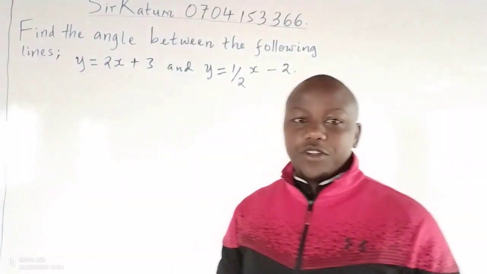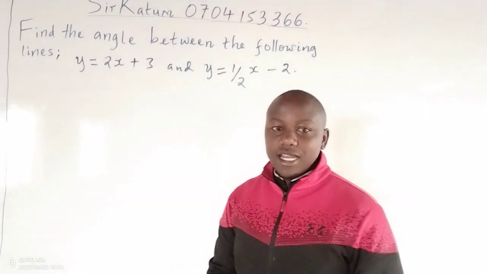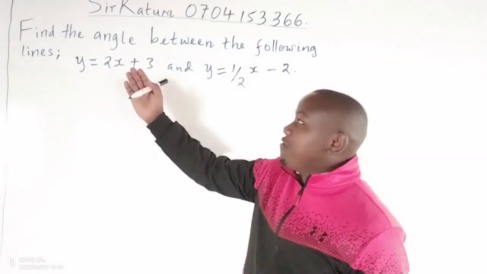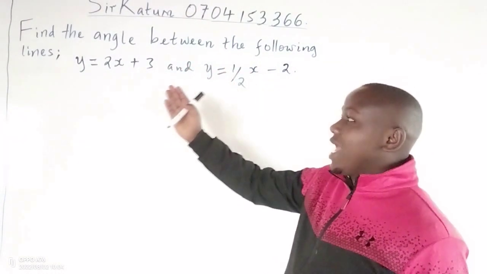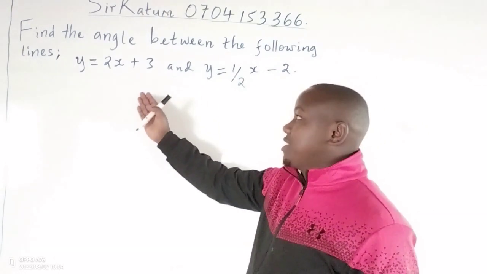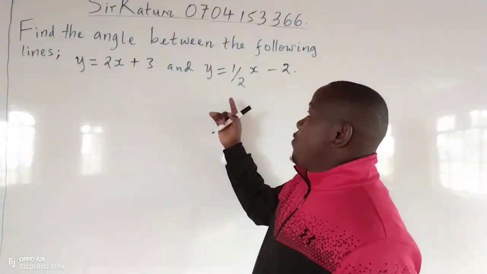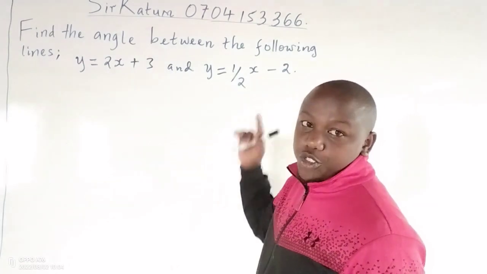We are going to do a question from the equation of a straight line and gradients. We are told to find the angle between the following lines: y equals 2x plus 3 and y equals half x minus 2.